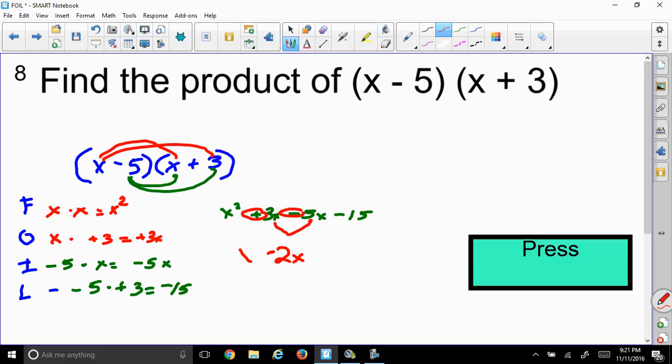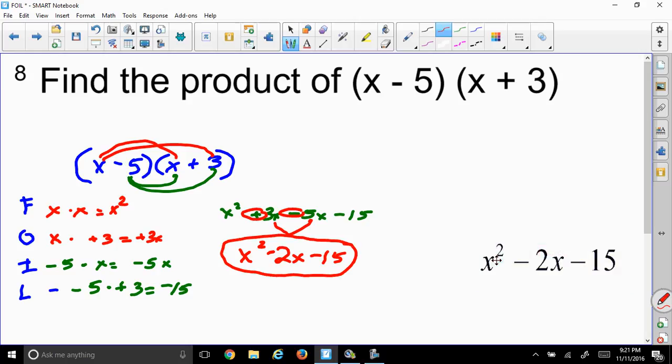And let's bring down the rest of it. The first term, x squared, and we combine the inner and outer, and that gives us negative 2x, and we have the last term, which was the negative 15. And there is our multiplying of polynomials using FOIL. So x squared minus 2x minus 15. And that's your answer. So that's how you do it doing FOIL.